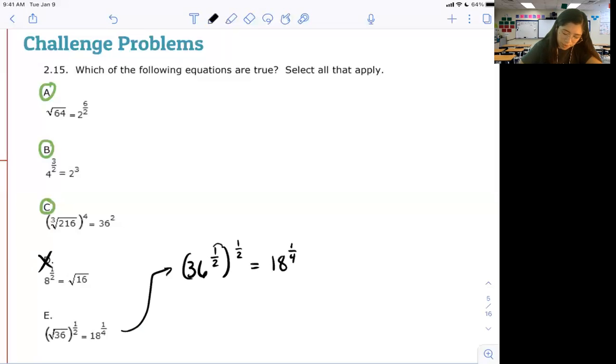What's 1/2 times 1/2? Straight across. 1/4. 1/4. Does 36 to the power of 1/4 equal 18 to the power of 1/4? Do we have a match?